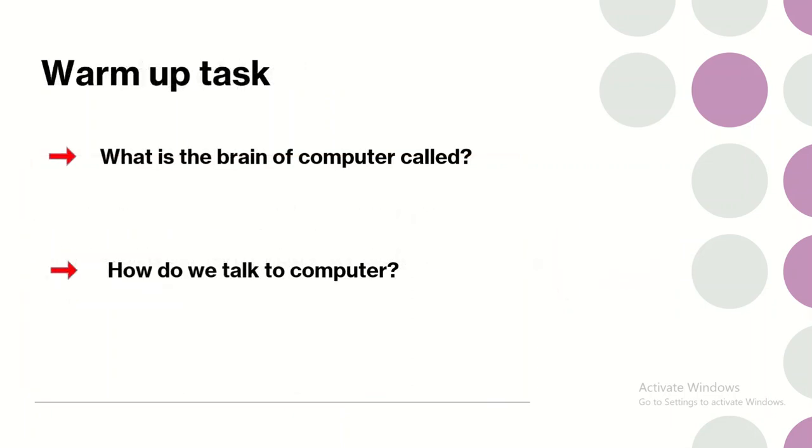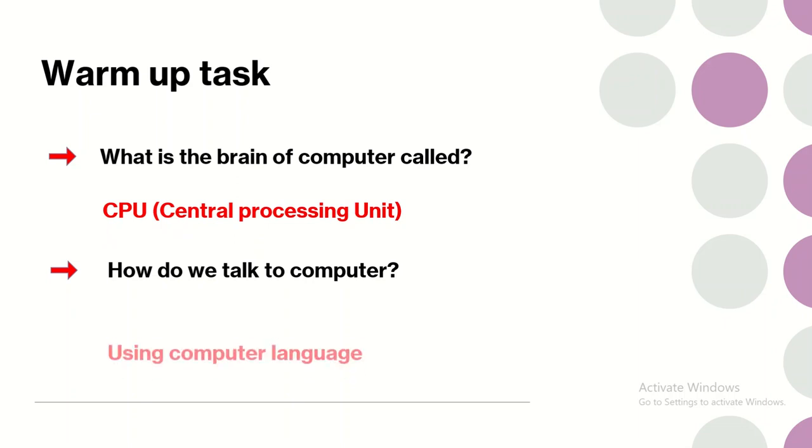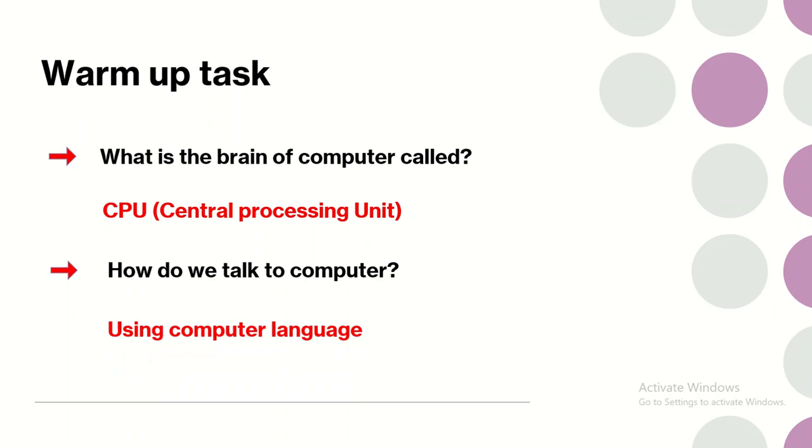Now we'll start the class with a warm-up task. The question is given on the screen, so pause the video and answer the given question. What is the brain of the computer called? The correct answer is the CPU, Central Processing Unit. The second question is, how do we talk to computer? And what is the answer? The answer is programming languages or computer languages. So we can talk to our computer. We can give the instructions to the computer using a specific programming language.